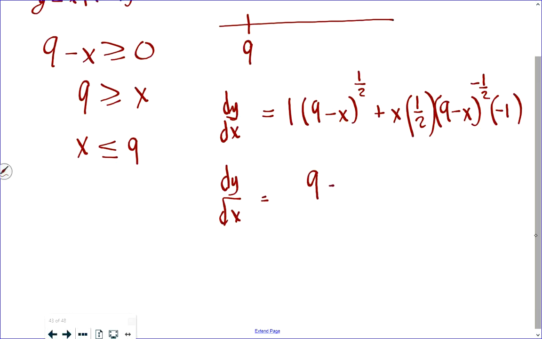I'm going to write this as 9 minus x to the half minus x over 2 times 9 minus x to the -1/2. Does that look okay, you guys? We are going to want to know where this is 0. We're also going to want to know something else, and I'll reveal that in a second.